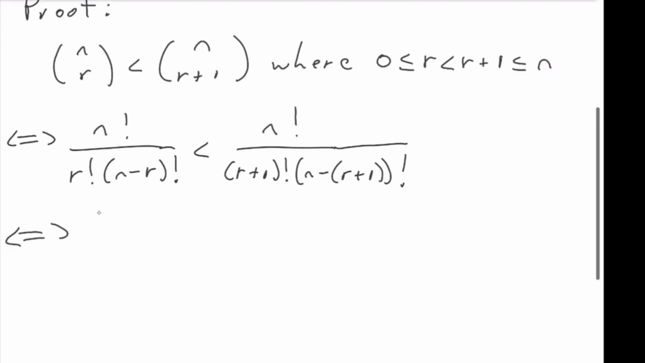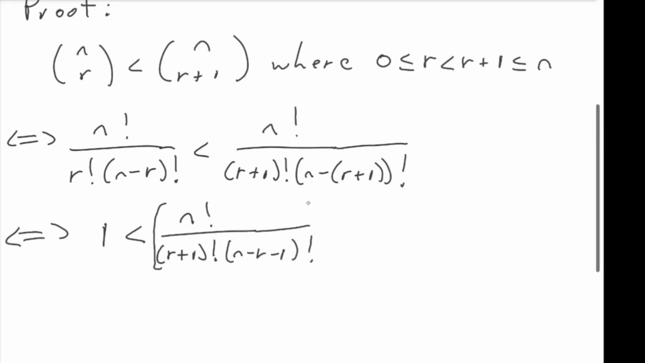So of course, if you multiply it by the multiplicative inverse, this gives you 1 is less than, so it's going to be n factorial over (r plus 1) factorial. And then we can rewrite this as (n minus r minus 1) factorial. And since we multiply both sides of the inequality by the multiplicative inverse of the left-hand side, right, I have to do it on both sides. So this is going to be r factorial, (n minus r) factorial over n factorial.